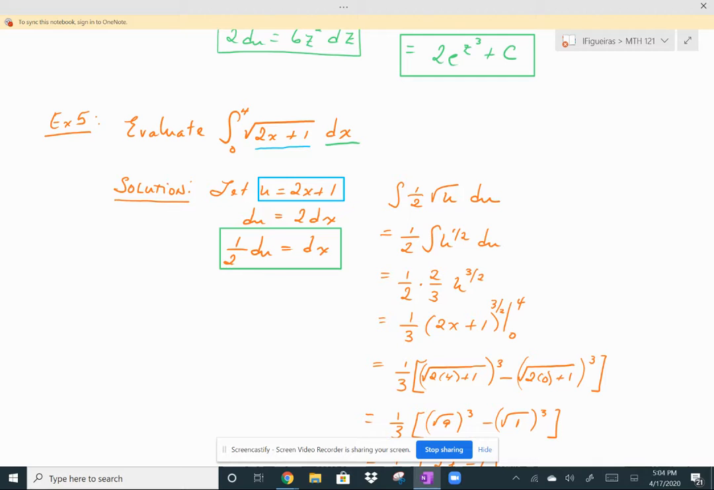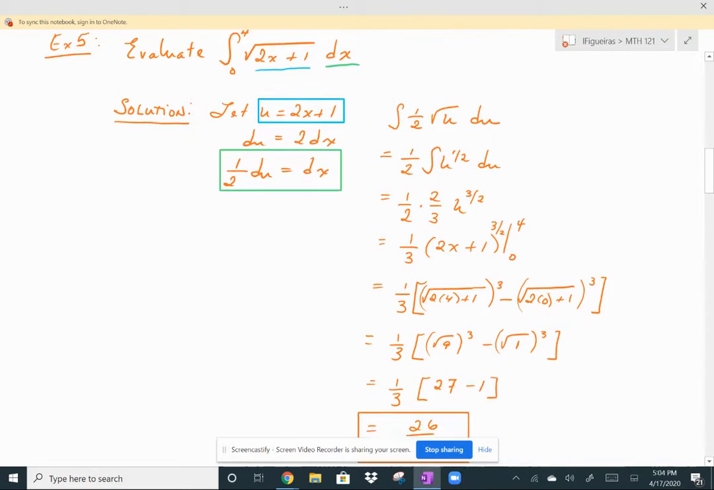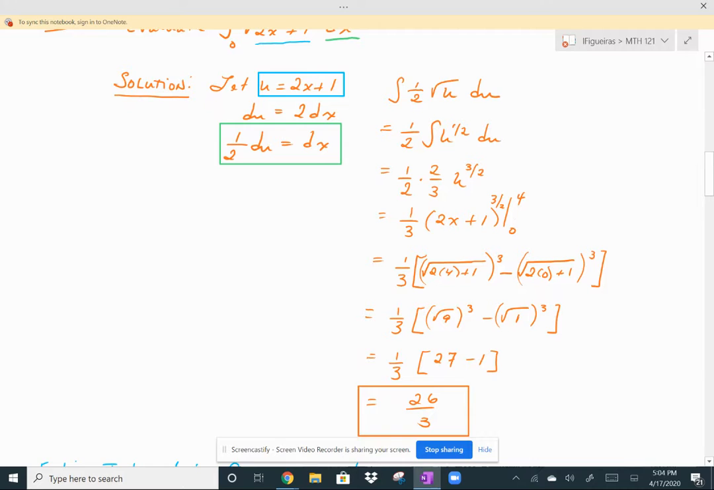So if I go back to using my limits for x, I now have to replace my u with 2x plus 1 and then evaluate my limits of 0 and 4. So now I can apply the fundamental theorem of calculus, plug in the upper limit, and then plug in the lower limit and subtract. So that's what you see here. So that gives us 1/3 times the square root of 9 to the 3rd power minus the square root of 1 to the 3rd power.